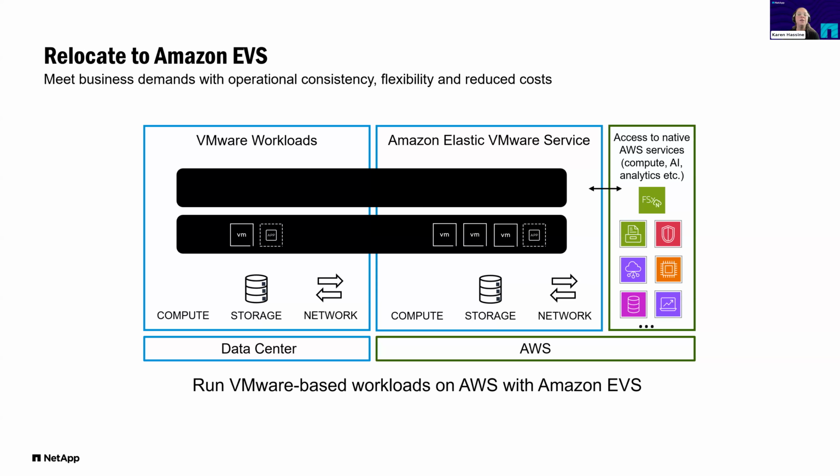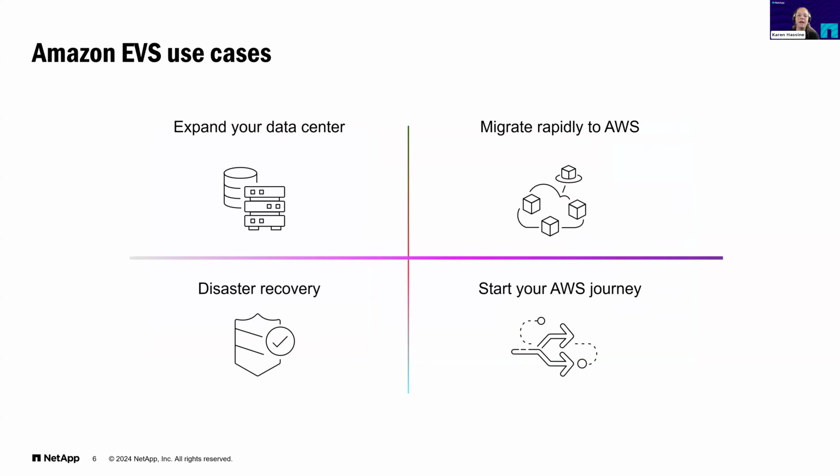Okay, let's talk about the use cases with Amazon EVS. What are the most frequently used cases that we see? Okay, so when talking about the use cases, the major four are listed here in the slide before us. And the first one, which we already discussed, is actually migrating fast into a public cloud environment.